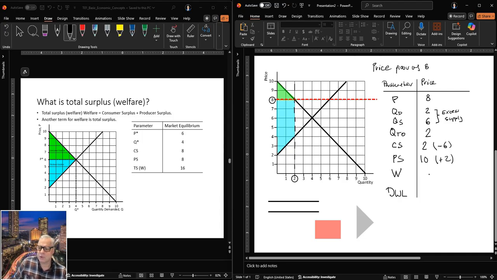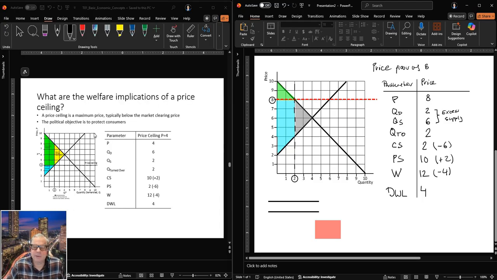So now total welfare is again 12, which is a loss again of 4. And again, if one group gains 2 and the other one loses 6, there must be a net loss of 4. So the deadweight loss is 4. And again, we can see that deadweight loss in this gray area.